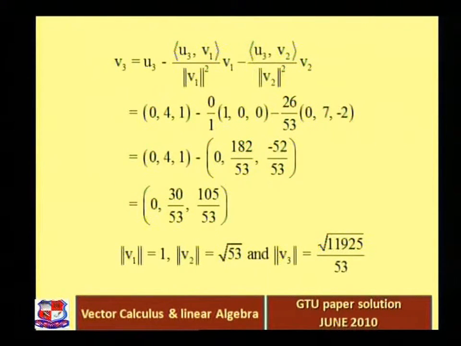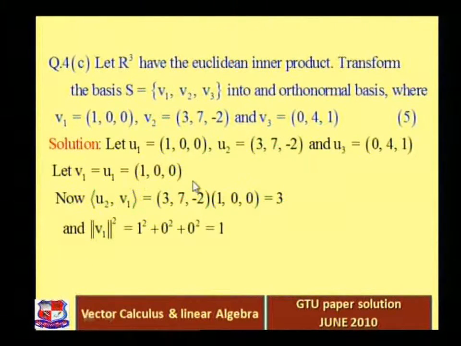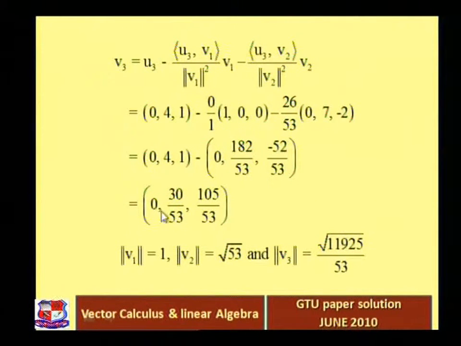So these three vectors v1, v2 and v3 are orthogonal basis vectors. v1 is 1 0 0, v2 is 0 7 minus 2, and v3 is 0, 30 by 53 and 105 by 53. Now these three vectors are orthogonal, that means the dot product of any two vectors is equal to 0. But we are converting these orthogonal basis vectors into orthonormal basis vectors, and for that we have to divide each vector by its norm.